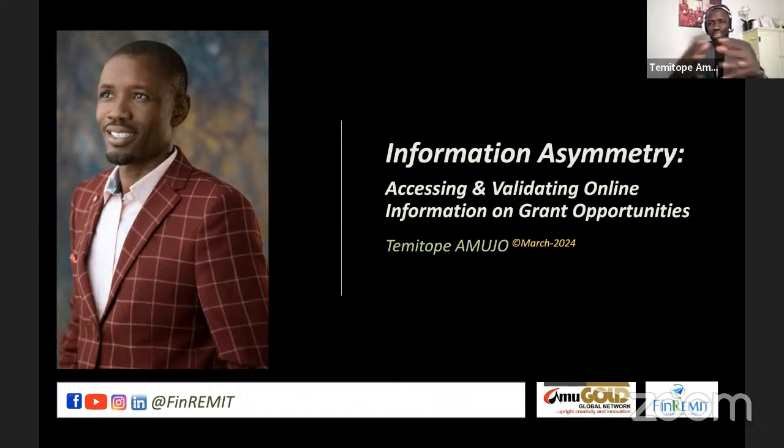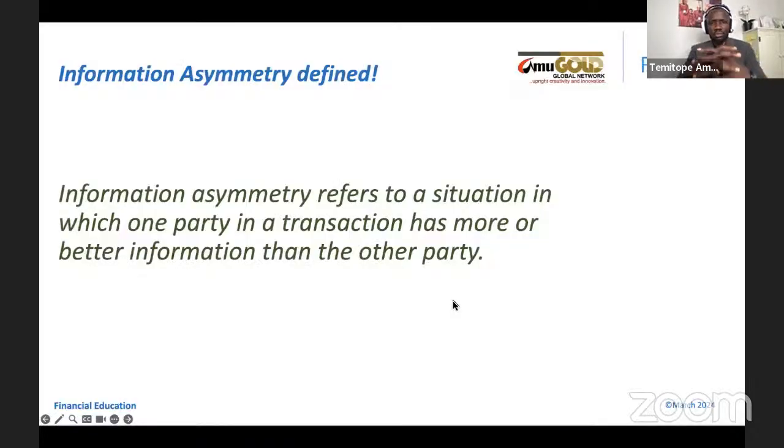So I'll be showing you just a 3-slide PowerPoint, and then I'll show you practically using an example of that particular post that I talked about. So let's go. What is information asymmetry?